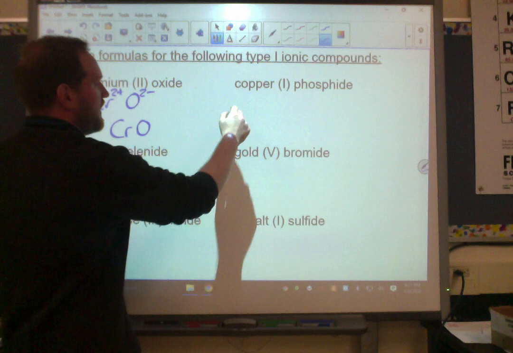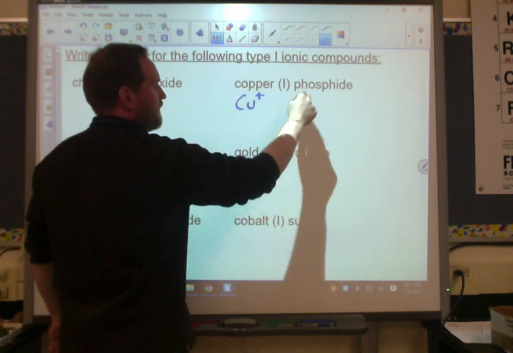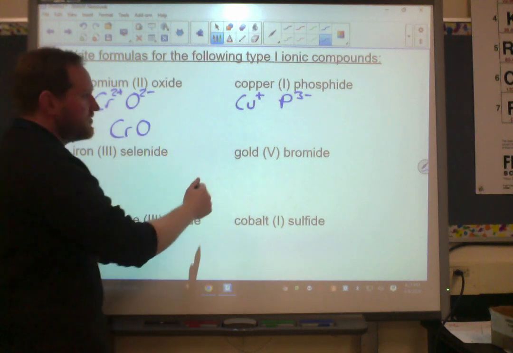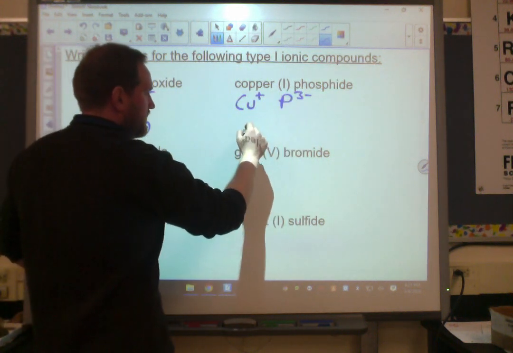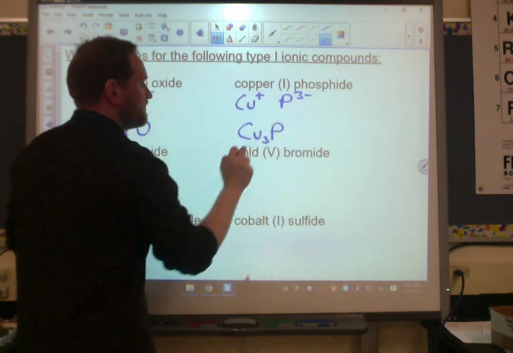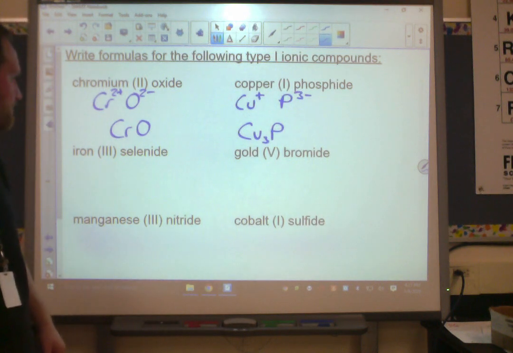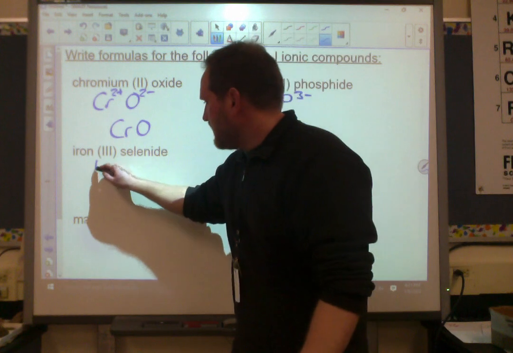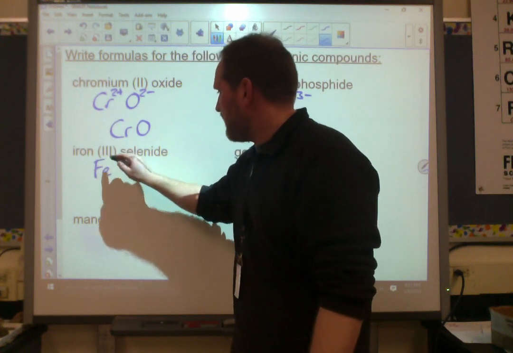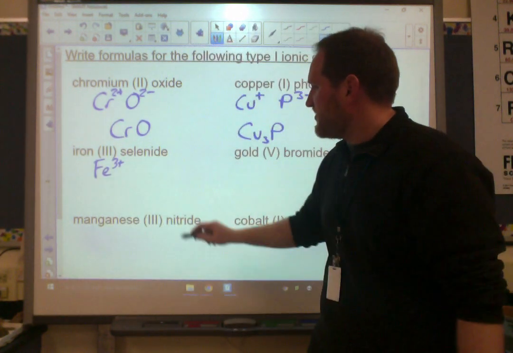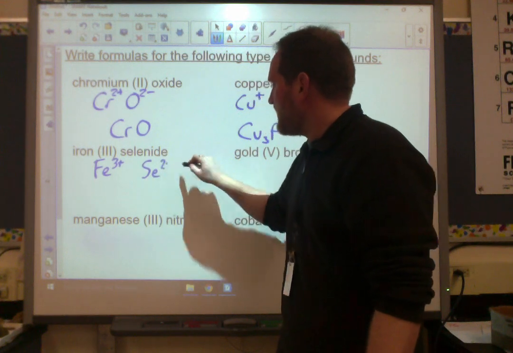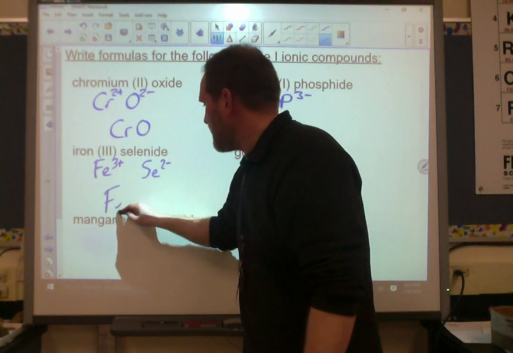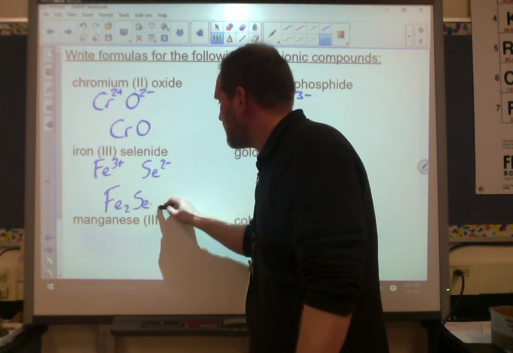Copper(1) phosphide, that's copper with a plus charge. Phosphide is P3 minus. You crisscross them. Cu3P. Copper(1) phosphide. Iron(3) selenide. Iron is Fe, and the 3 means it's a 3 plus. Selenide is selenium, Se with a 2 minus. You crisscross those, you get Fe2Se3.